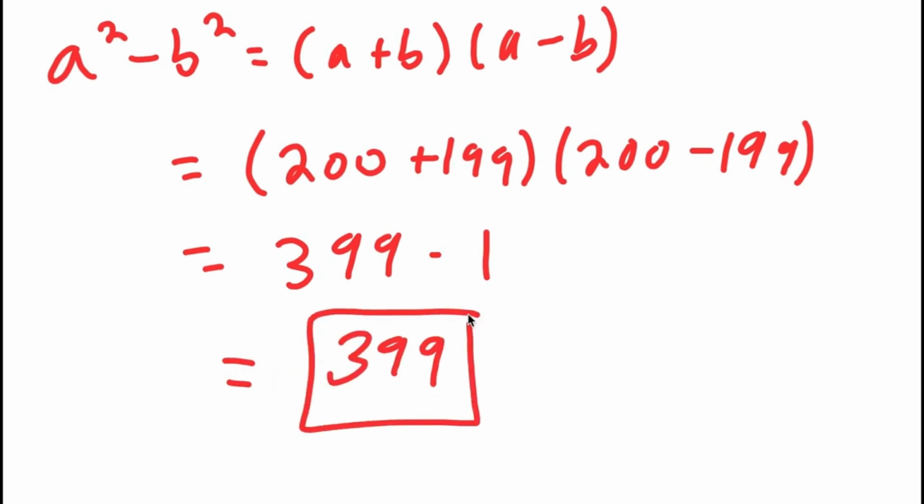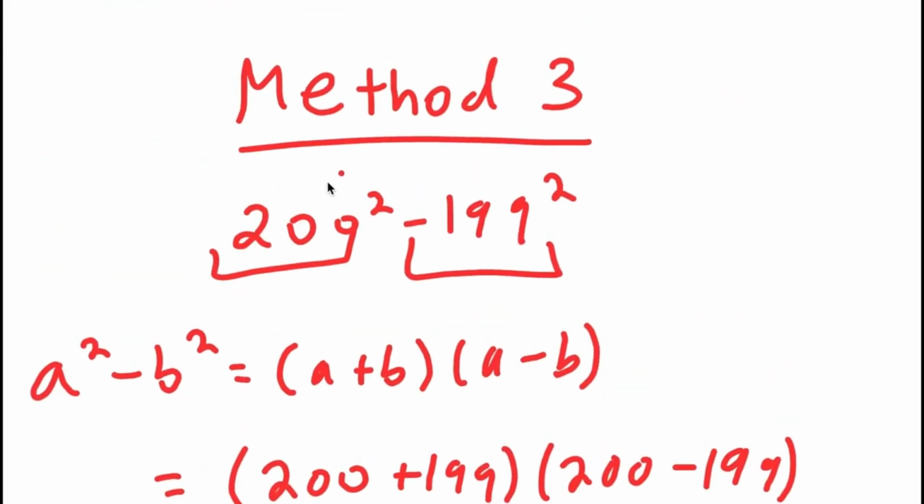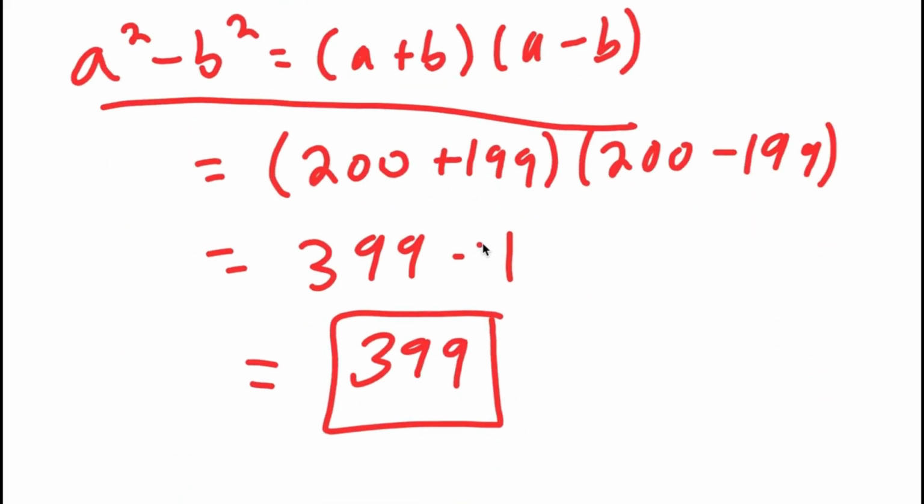And as you can see, this is probably the most efficient out of the three methods because I've solved it the fastest. So whenever you see something in the form a number squared minus another number squared, always use this property because it's really helpful to solving the problem fast.